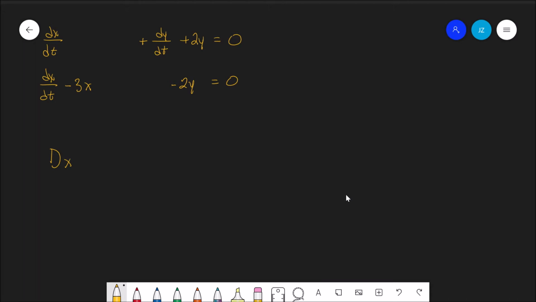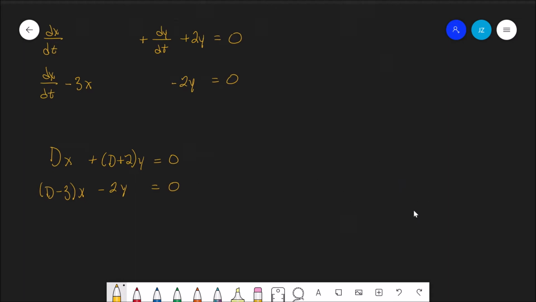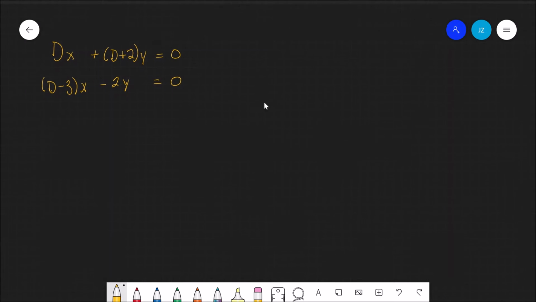So this is Dx plus (D plus 2)y is equal to 0. That's the first equation. The second equation is (D minus 3)x minus 2y is equal to 0. So now the goal is to try and eliminate a variable, just like in the method of elimination for linear systems.